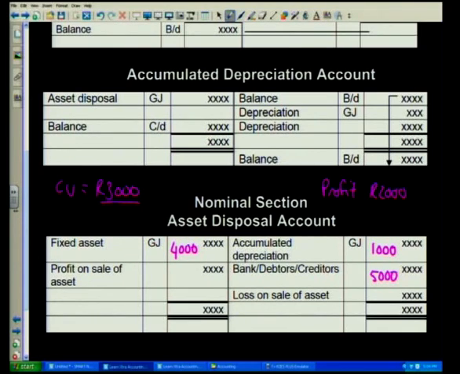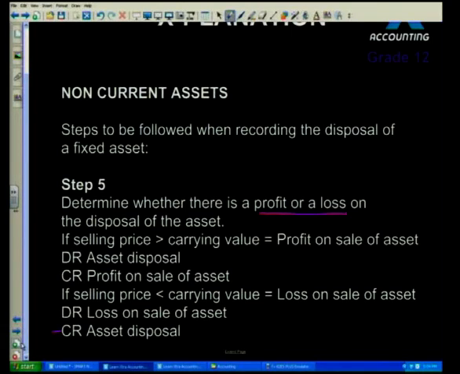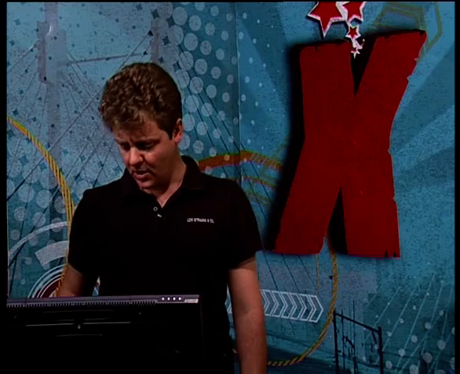Now, we won't make this entry on the credit side for loss on sale of asset. Instead, we will make it on the debit side as the profit on the sale of asset. So we will write the 2,000 Rand in here. Can you see that if we add the two sides together, on both sides we get 6,000 Rand. In other words, if you look at your rule, you will see that when the selling price is greater than the carrying value, in other words, our 5,000 is greater than the carrying value of 3,000, we have made a profit on the sale of the asset.